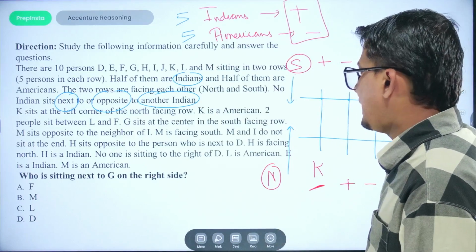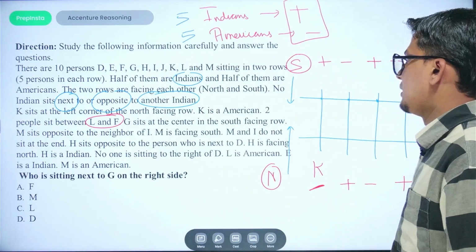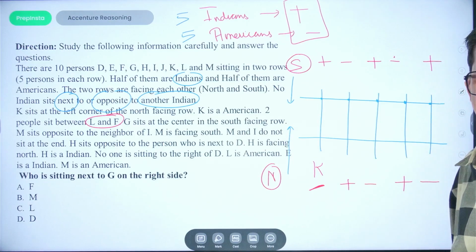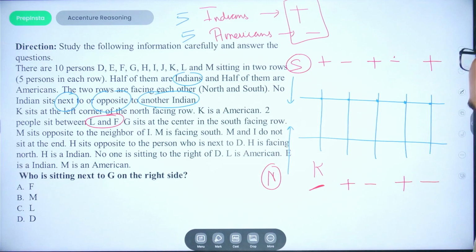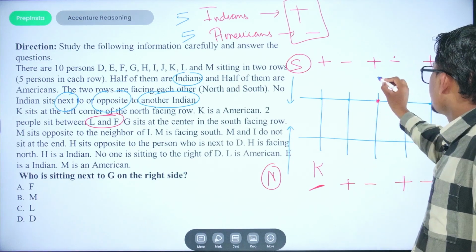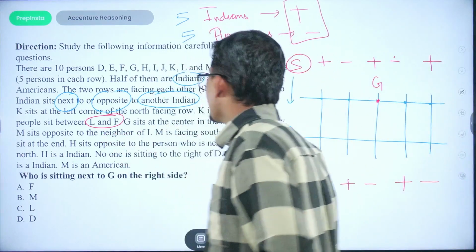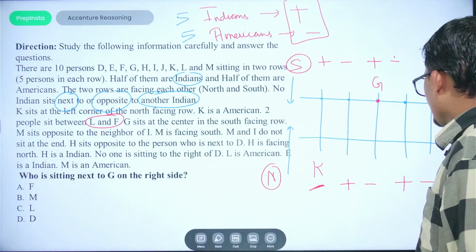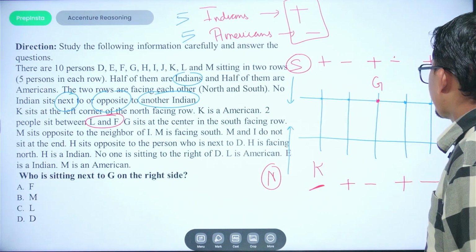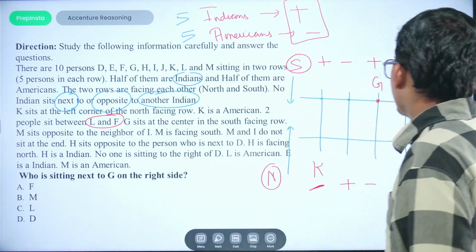Two people sit between L and F. So we are not sure about the particular positioning of L and F. Now coming to the next sentence, G sits at the center in the south facing row. So this would be the south facing row. यहाँ का center कहाँ पे होगा, यहाँ पे होगा कहीं. So G will occupy this particular position, right? M sits opposite to the neighbor of I. M is facing south. So this is south facing row. Okay. And one more thing is given, that M sits opposite to the neighbor of I.